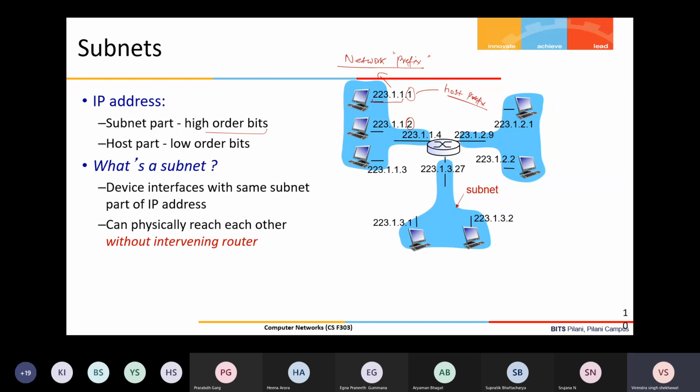So what is a subnet? A subnet is a set of device interfaces with the same subnet part of the IP address, like this: 223.1.1, 223.1.1, 223.1.1, that is one subnet. And they can physically reach each other without an intervening router. So if a layer 2 switch is connected, then with the help of the layer 2 switch only, this device can communicate with this device, and so on. If this device wants to communicate with a device in another subnet, then they have to go through this router.